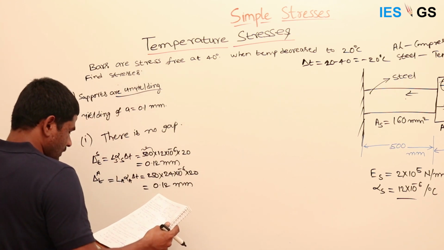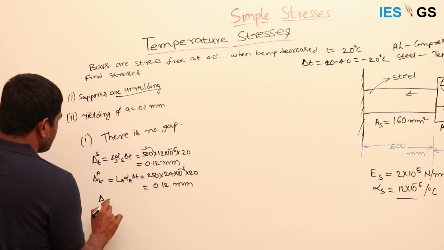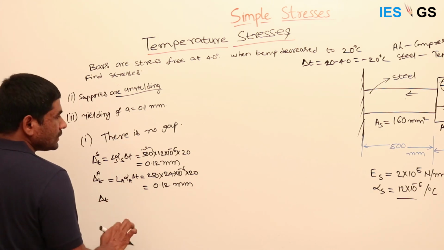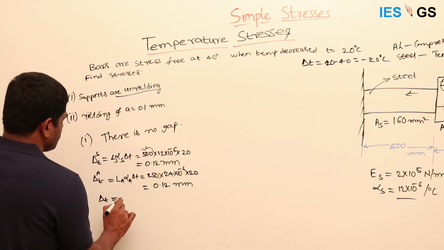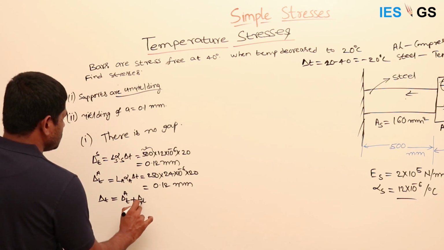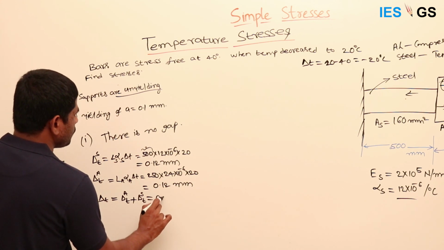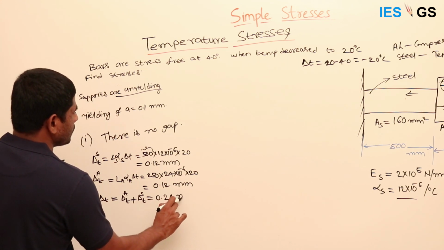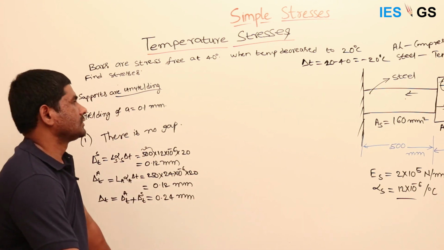So what is the total elongation? Total thermal elongation equals the sum of these two. So that is delta T A plus delta T S. Then this is 2 into 0.12, that is 0.24 mm. This is due to thermal extension.